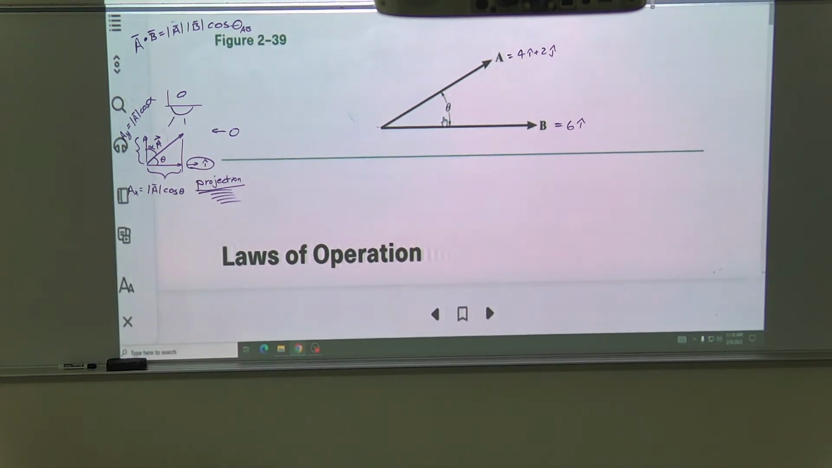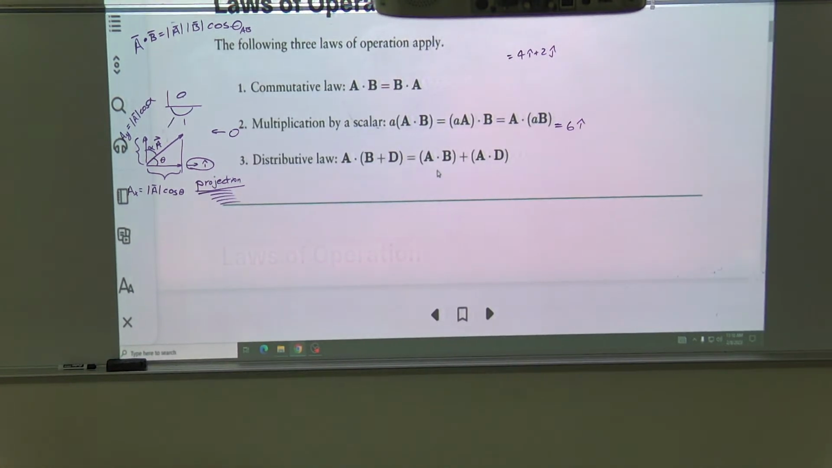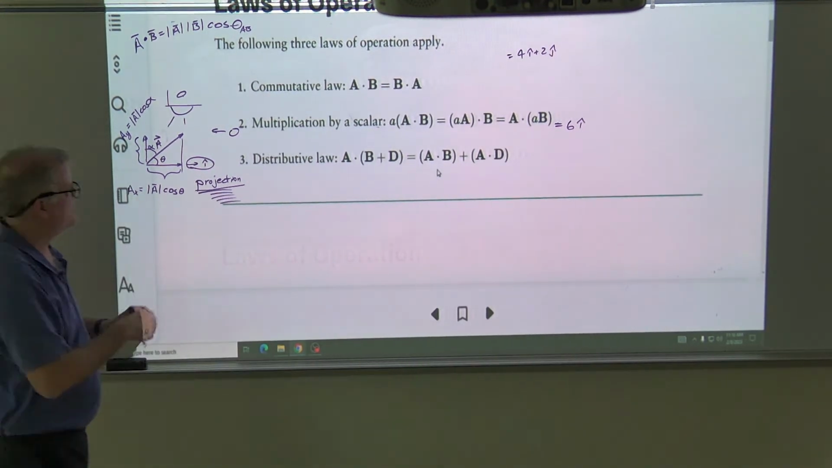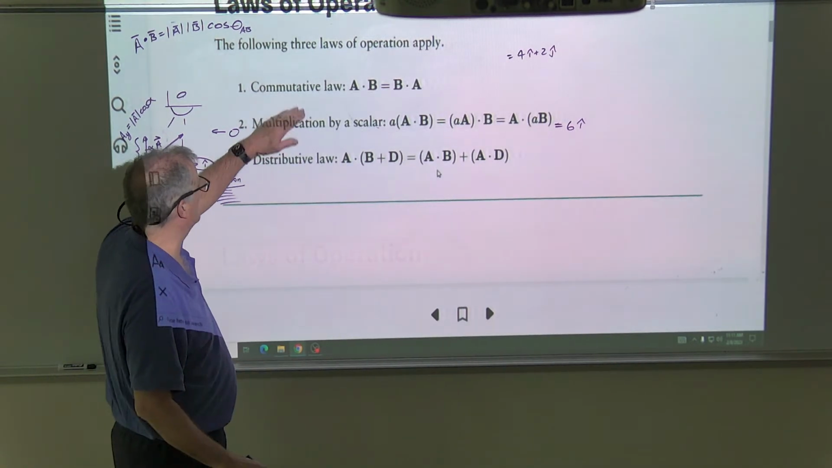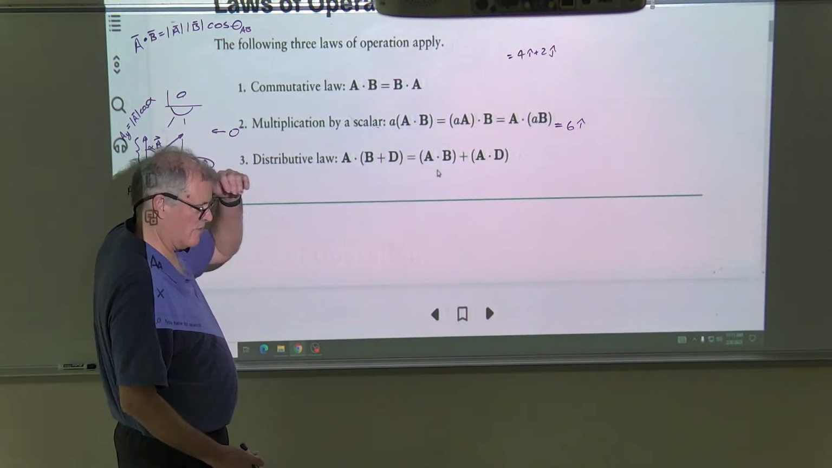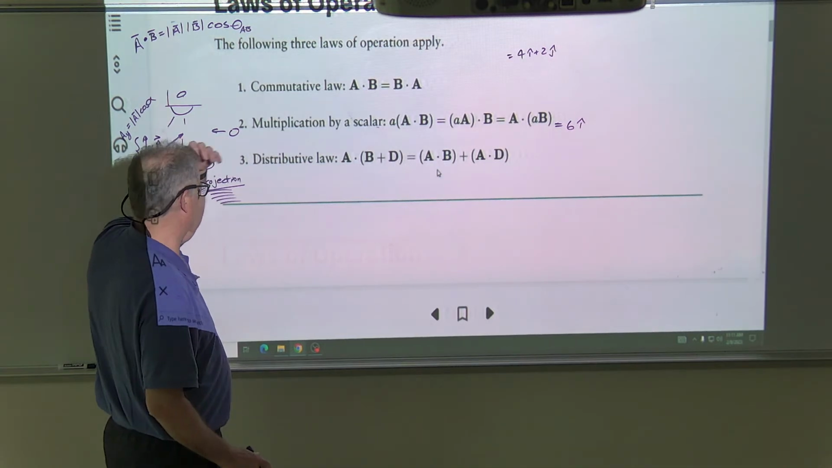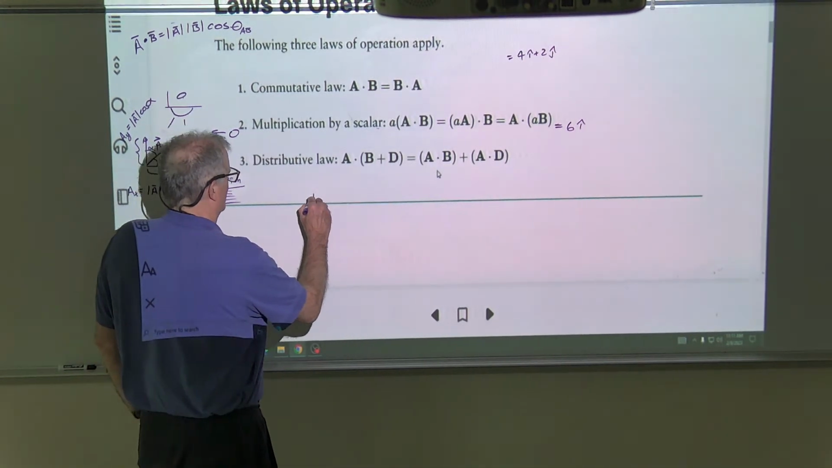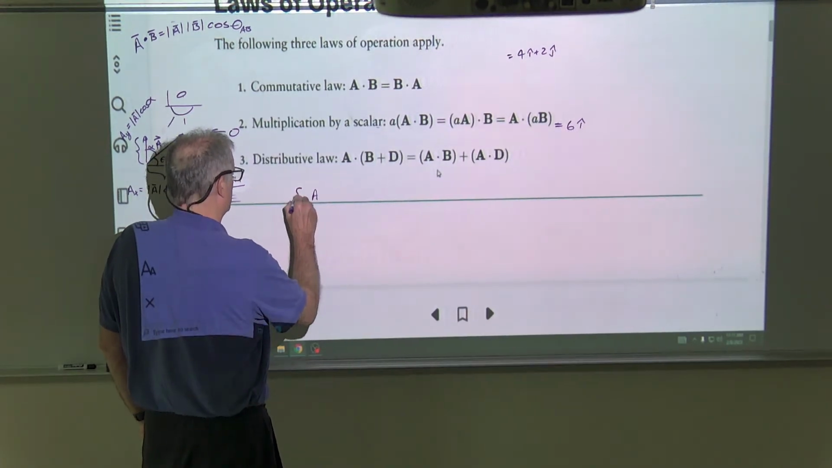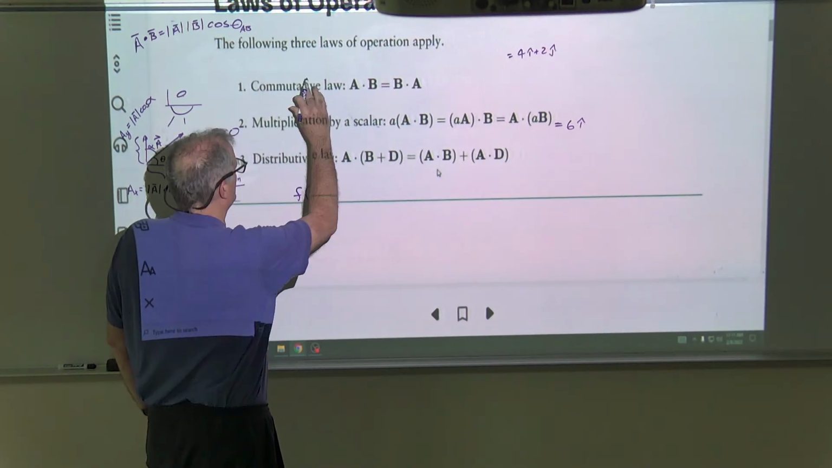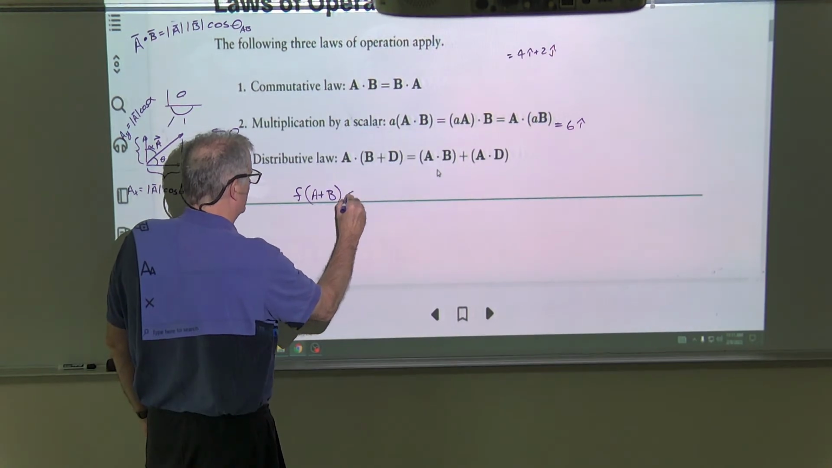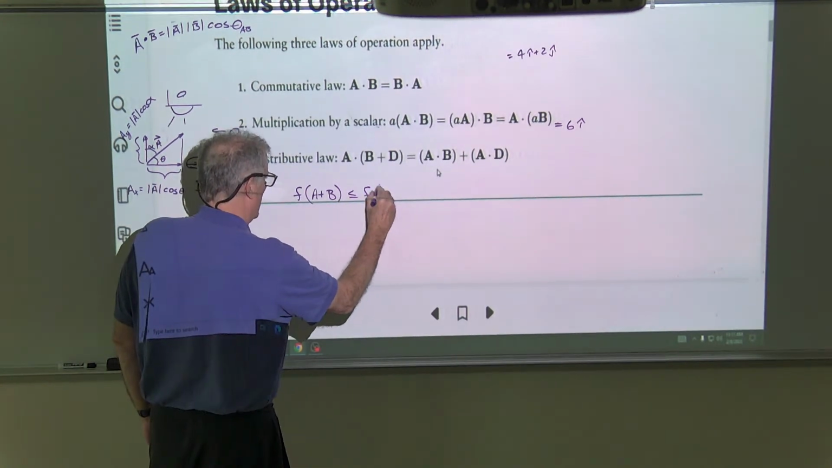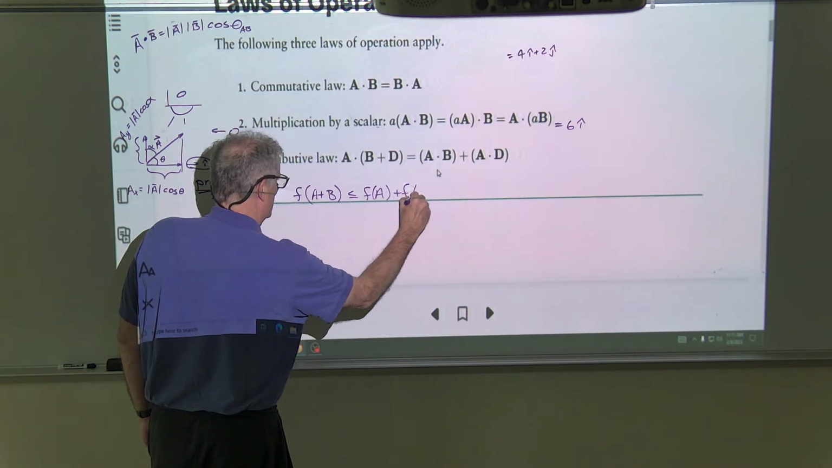Now he goes off and he does this law of operations. There are things called commutative. They have a lot of laws there. I'm working on a paper that has something to do with subadditive. So in other words, the function of a plus b is less than or equal to the function of a plus the function of b. That's subadditive.